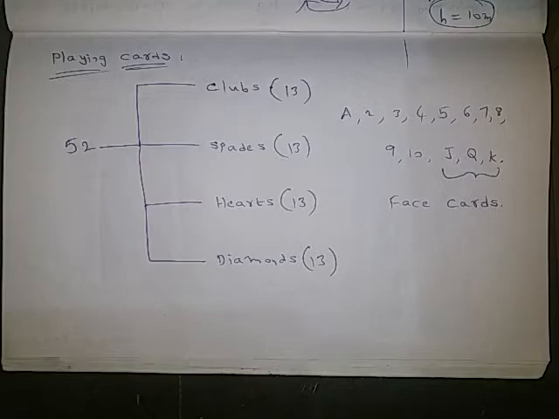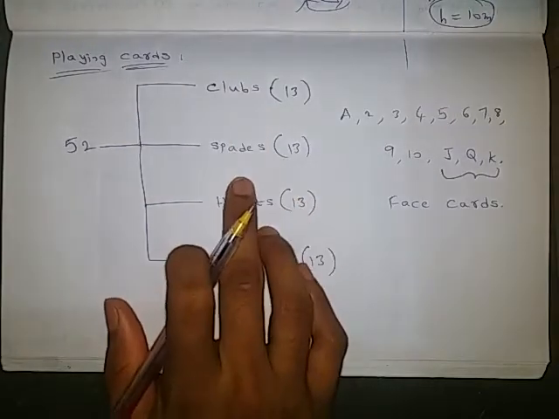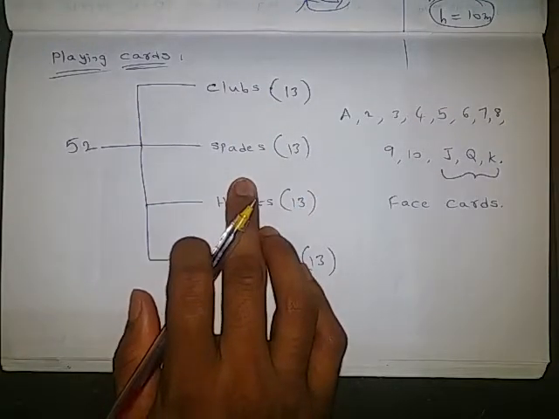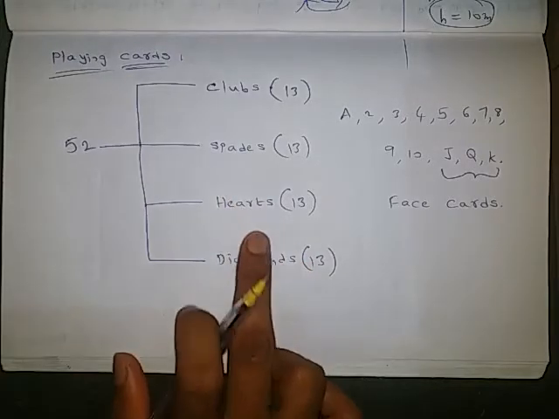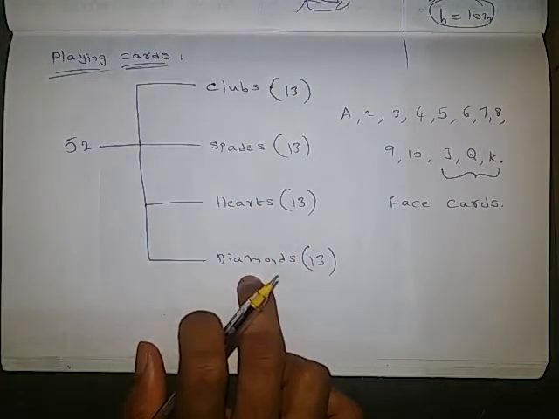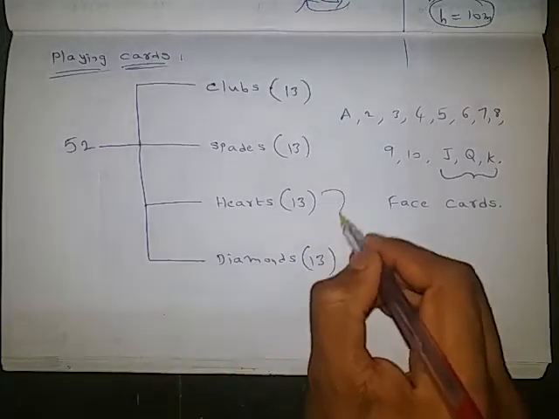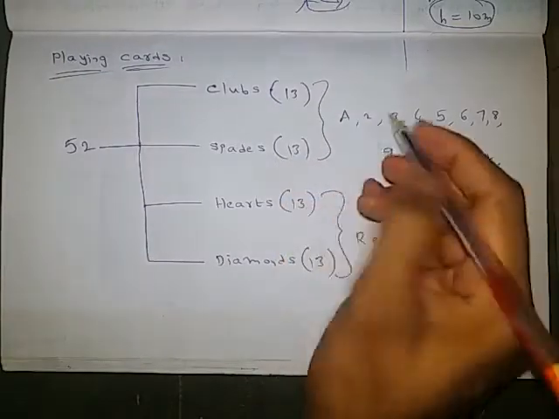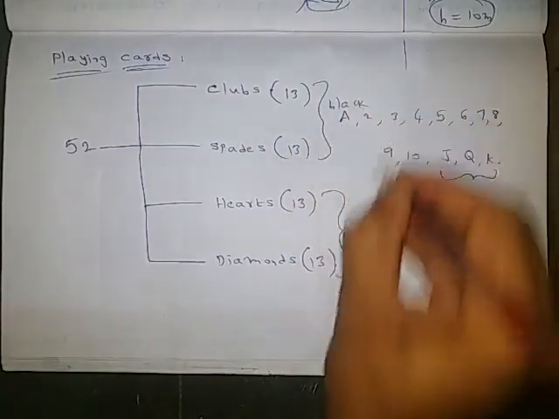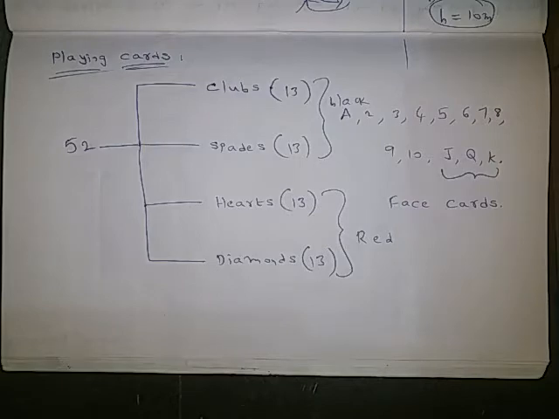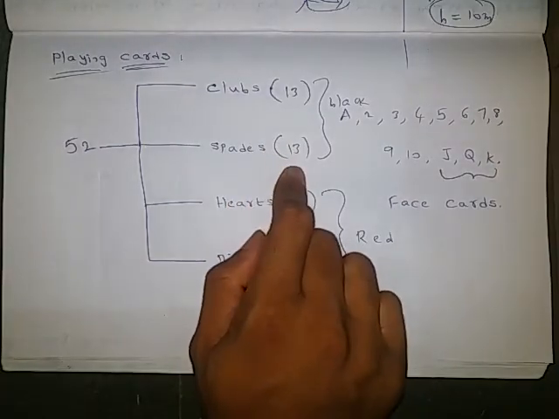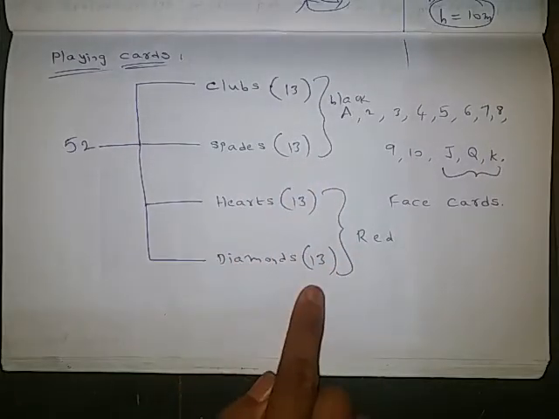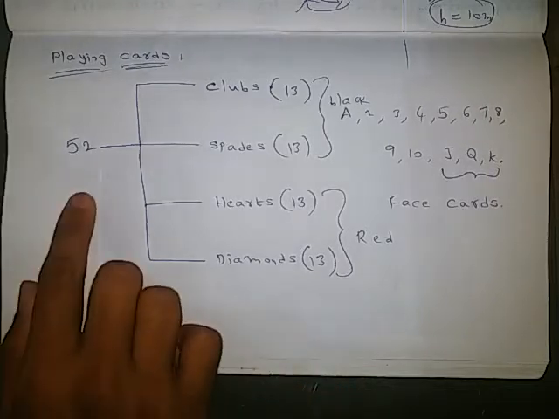Next, clubs and spades both are black in color. Hearts and diamonds both are red in color. So it means 13 plus 13, a total of 26 cards, are black cards, and 13 plus 13, 26 cards, are red cards. So a total of 52 cards are there.